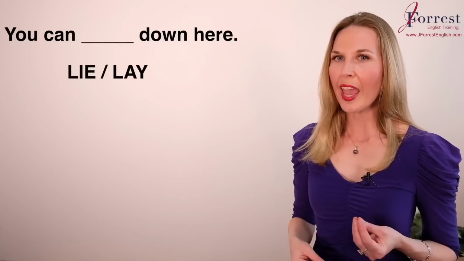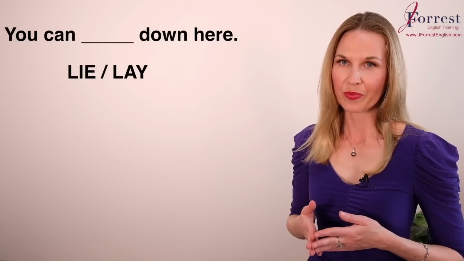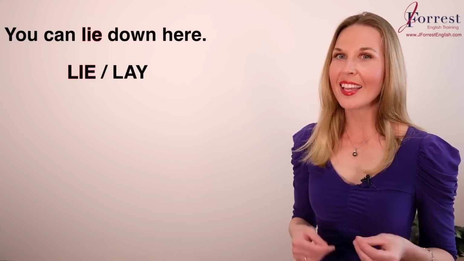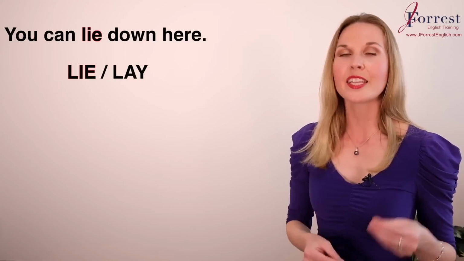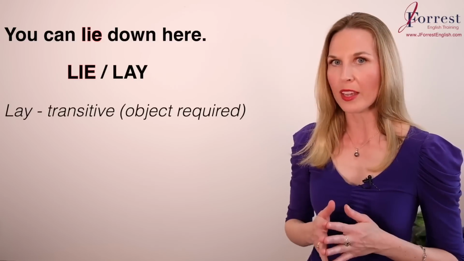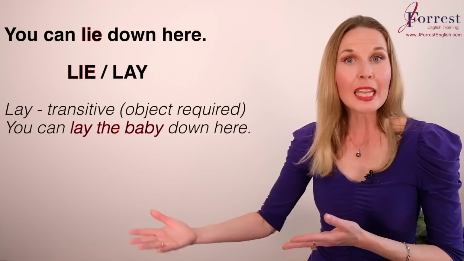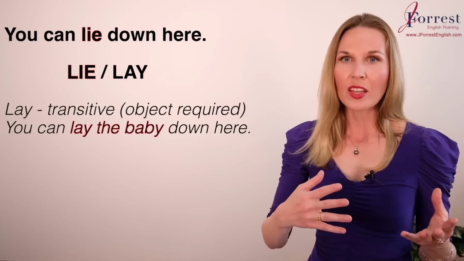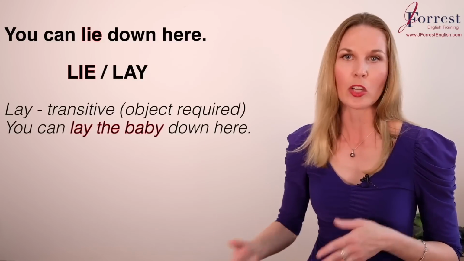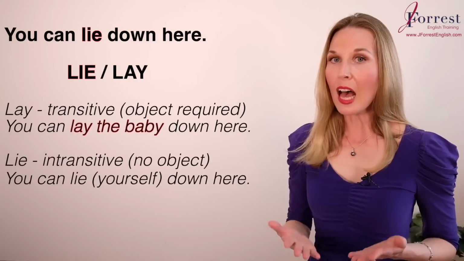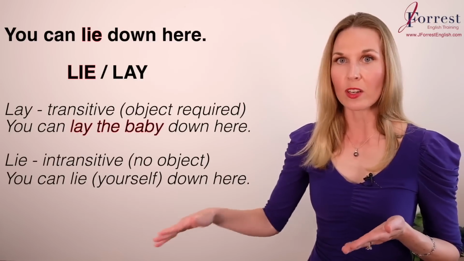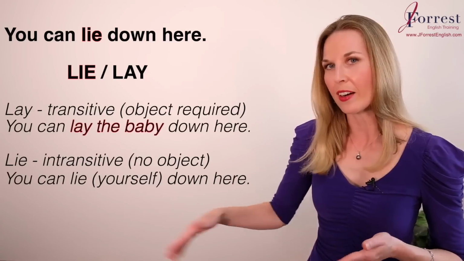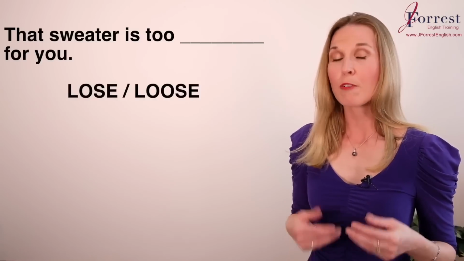Number 11, you can lie down here. Lay and lie, they have the same meaning, but lay is transitive. It needs an object. For example, lay the baby down here. Lay the blanket down here. You lay something. But lie is intransitive, so there's no object. Lie down here. Lie yourself down here. Lie down here. Number 12, that sweater is too small for you.